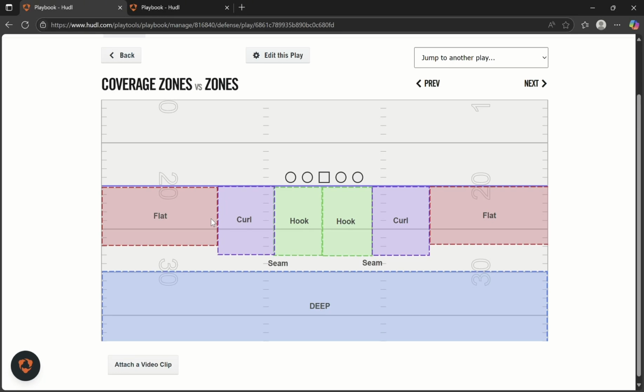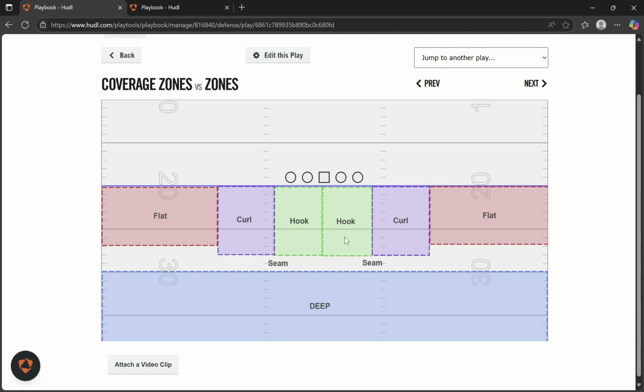The next zone we have is the curl. It's mostly played by outside linebackers. Safeties can also drop down into the curl. The curl is from the hash to the alley. So here are the hashes right here, and then to the alley. That's about how wide it is, and it goes from the line of scrimmage back to about 7-8 yards again.